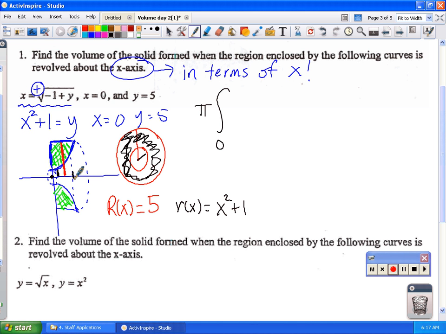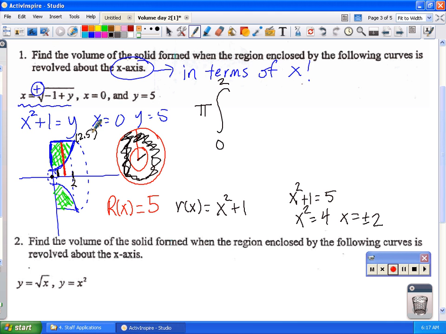So we need to figure out where that parabola is intersecting the line y equal to 5. So I have x squared plus 1 equal to 5. So x squared is equal to 4. So x is equal to plus or minus 2, but this is on the right side of the axis, so the upper bound is going to be an x value of 2. So this value is 2. So up here this point is (2, 5).